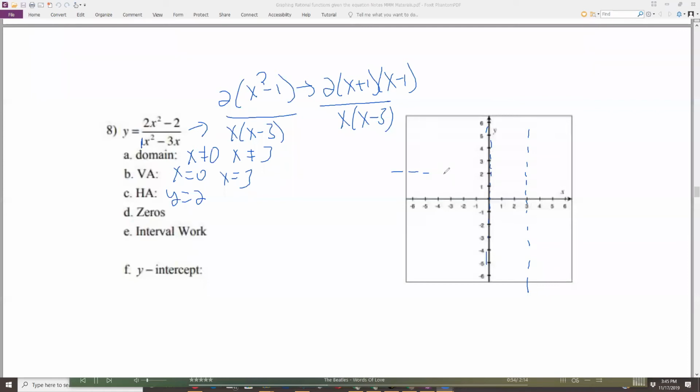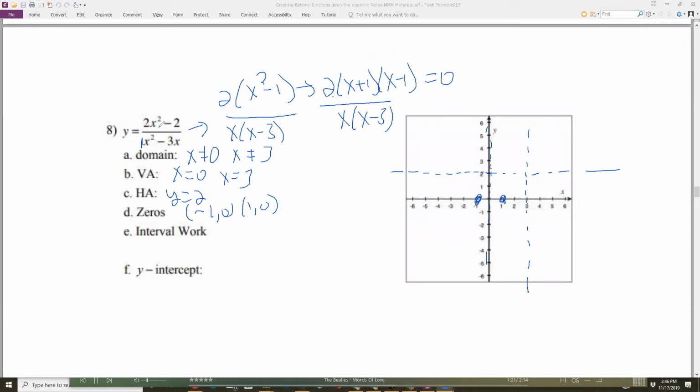So there's a horizontal asymptote right here. The zeros, where does the numerator equal 0? I see if I divide both sides by 2, that doesn't come into the mix. So negative 1 and positive 1. So negative 1, 0, positive 1, 0. So it crosses here and here. Remember, there's a vertical asymptote here at x equals 0.